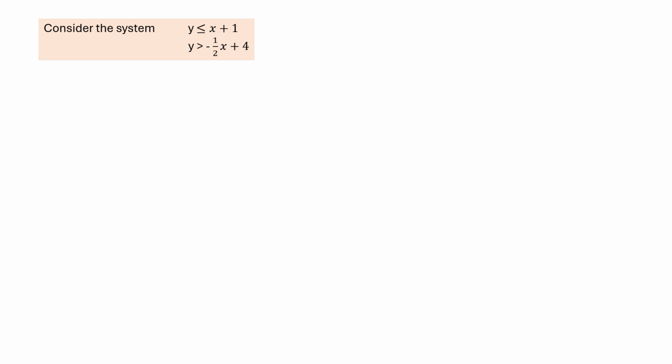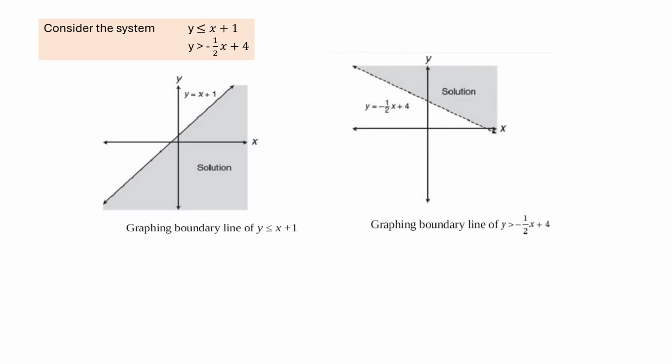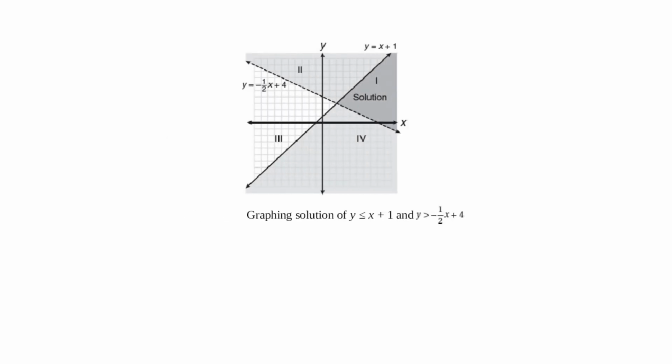Consider the system y less than or equal to x plus 1 and y greater than negative half x plus 4. This is the graph of the first inequality, and this is the graph of the second inequality, but you will draw them in one plane, one over the other. So look, area I represents the solution. Maybe by overlapping, or you can take a checkpoint from this shaded area, and it must satisfy the two inequalities.